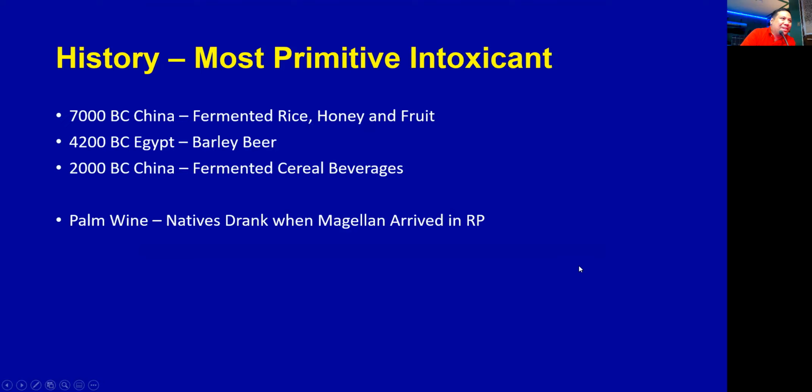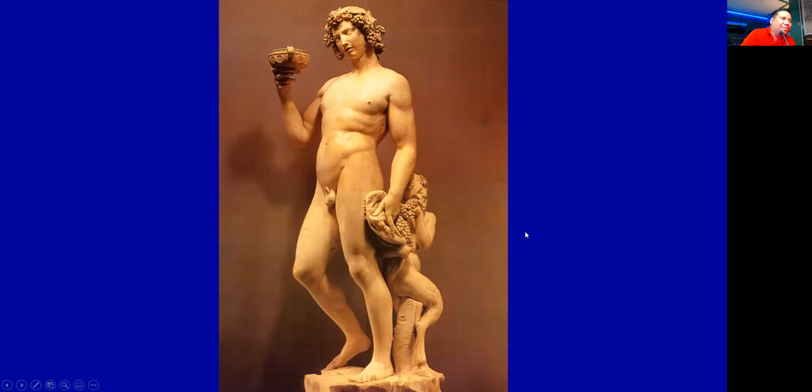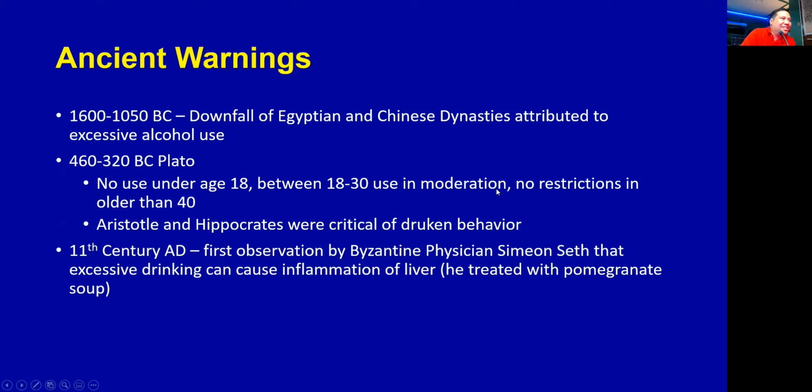Okay, so history of the most primitive intoxicant. So our natives already drank palm wine when Magellan arrived in the Philippines. Who is this? Dionysius. Okay, if you don't know Dionysius, research it. Ancient warnings, okay, regarding alcohol.